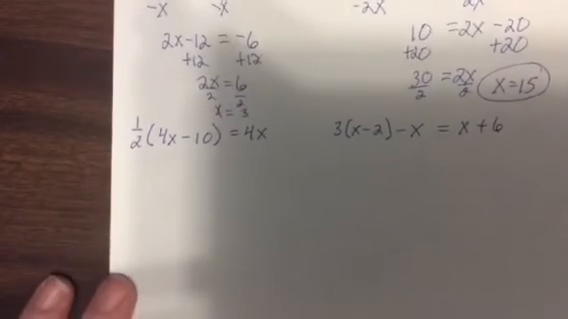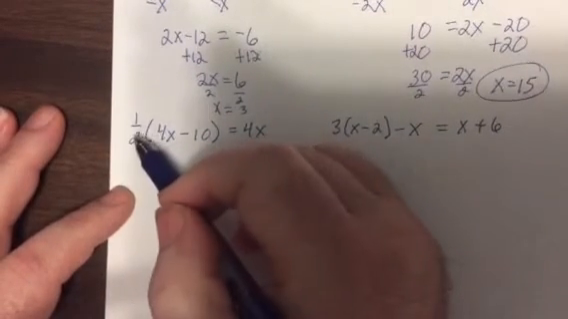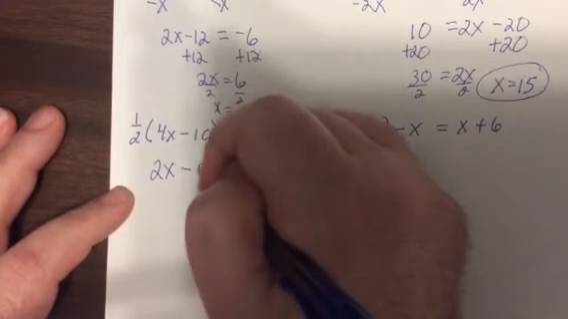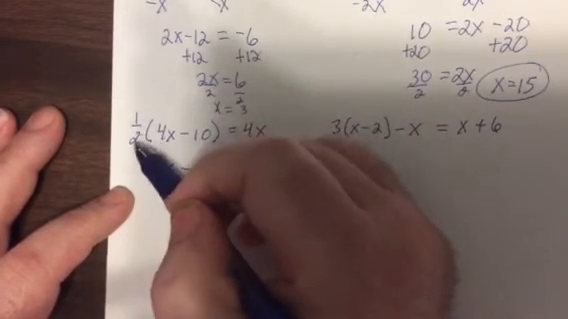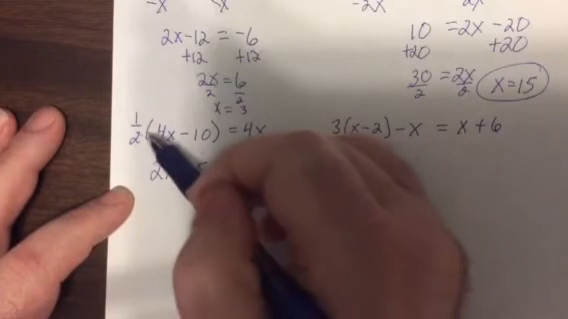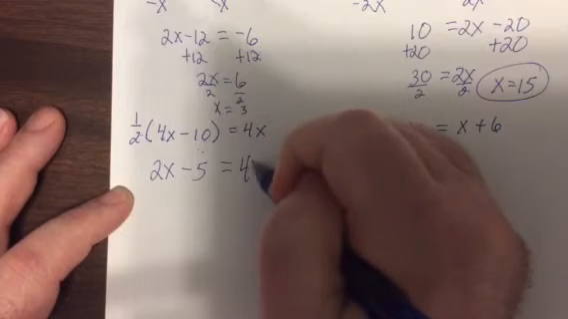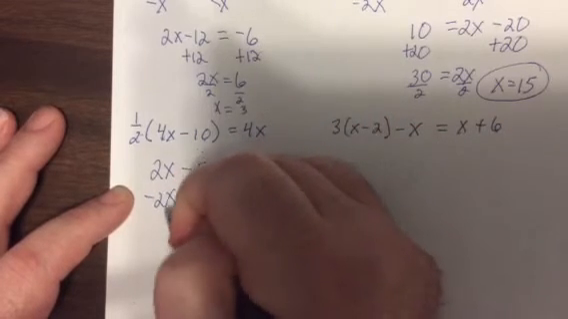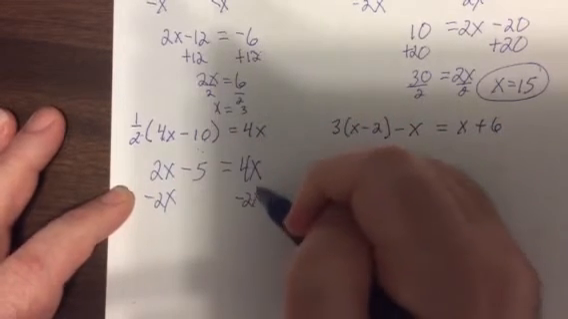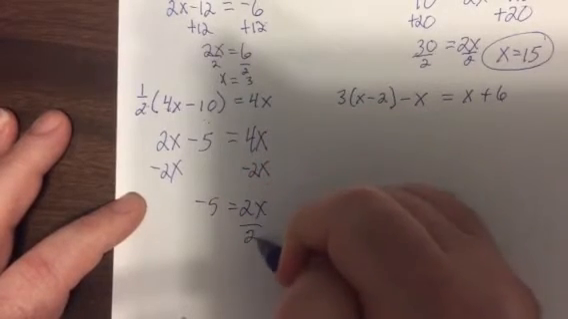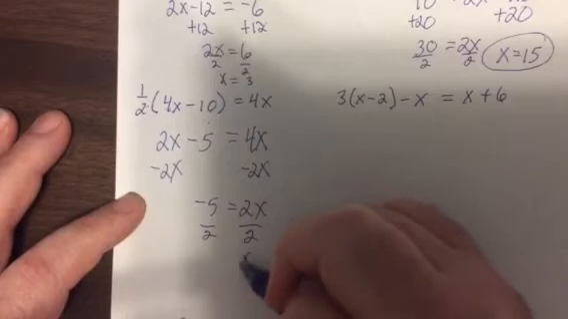Woohoo! Okay, now we got a little bit harder problem, so I'm going to distribute the half. So that would be 2x minus 5. Remember, if you multiply by a number between 0 and 1, get smaller. Smaller. Equals 4x. So I'm going to subtract 2x to get all the x's to the right. So minus 5 equals 2x. So I'm going to divide by 2.